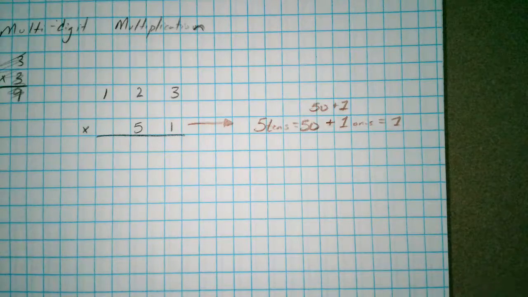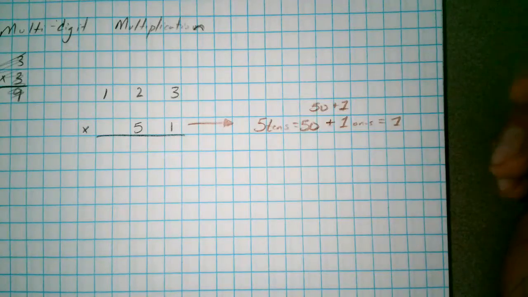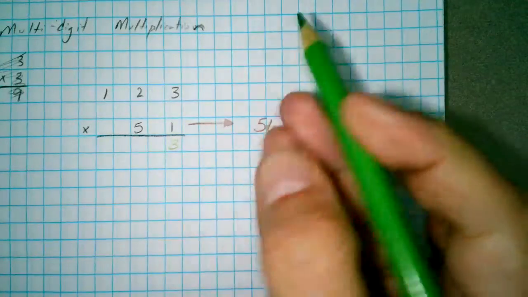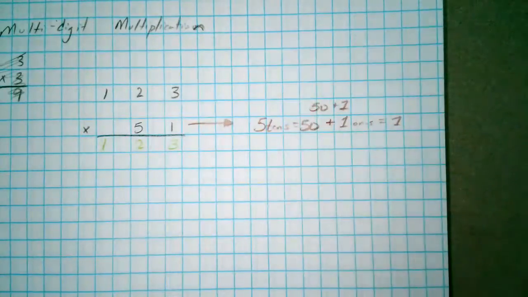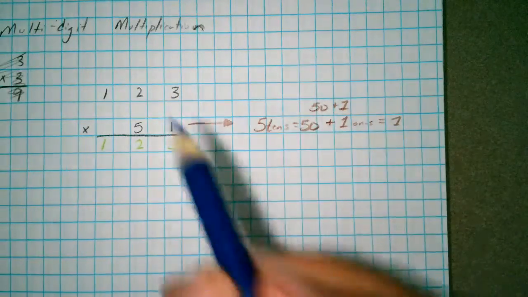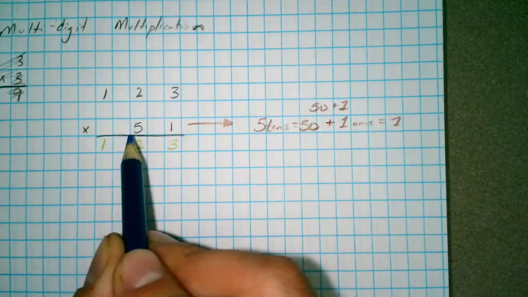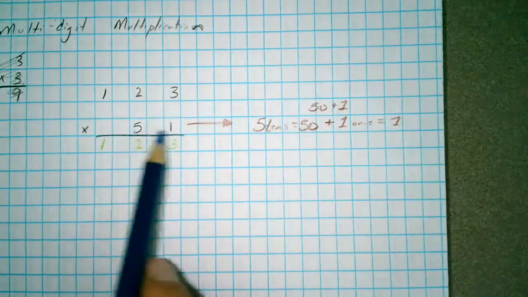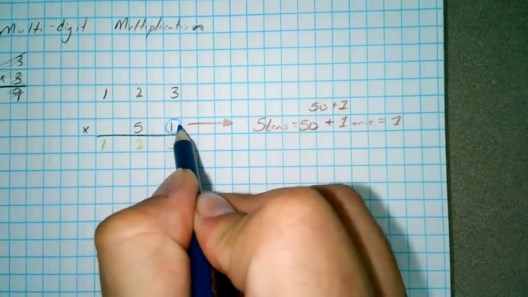So now 1 times any number is the other number, not itself. So 1 times 3 is 3. 1 times 2? 1 times 1? Okay. Easy enough, right? So now this 5, again, what number is it really representing? 50. So I'm multiplying 123 by 50. So I'm going to drop this 1, put a 0, because it's 50, right?